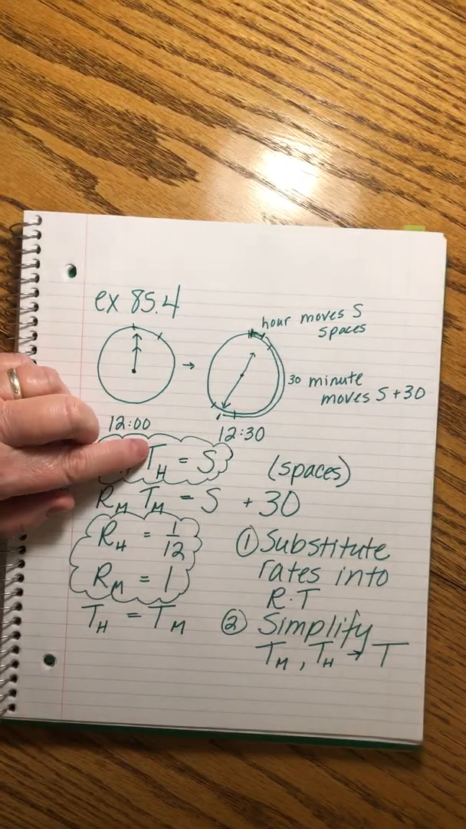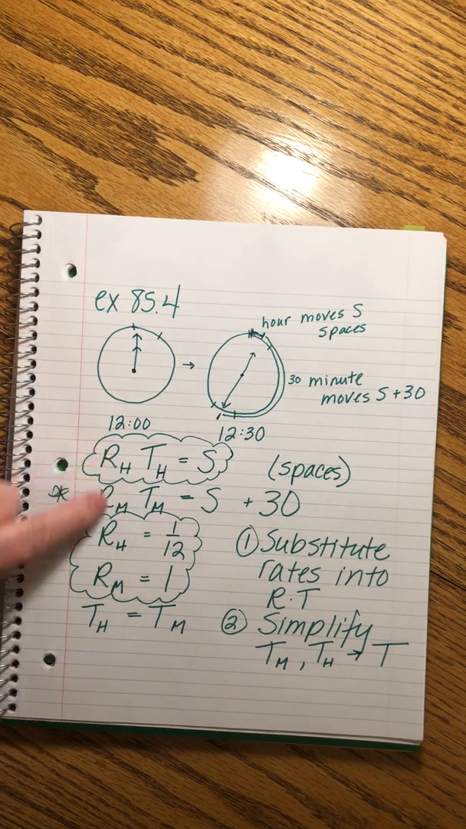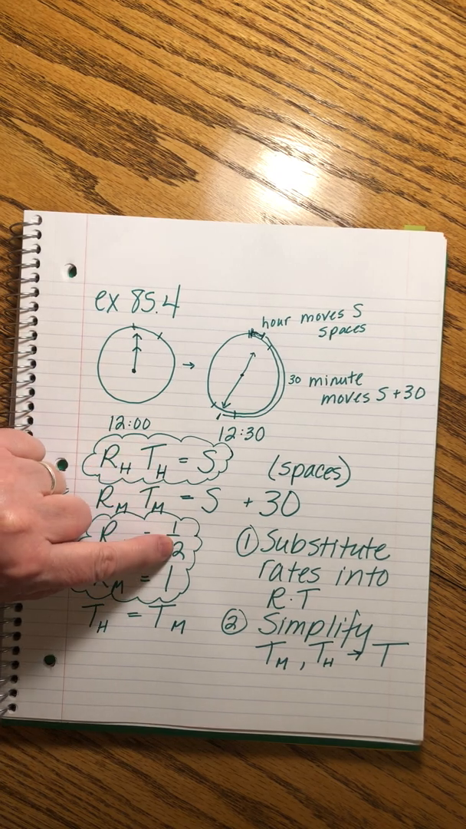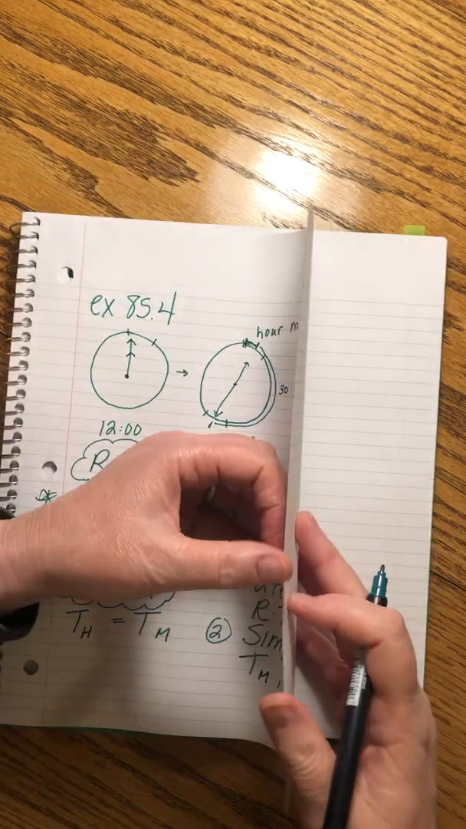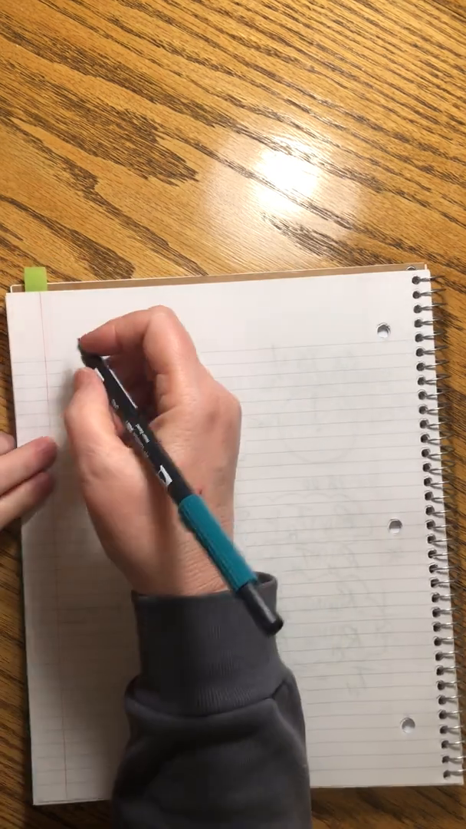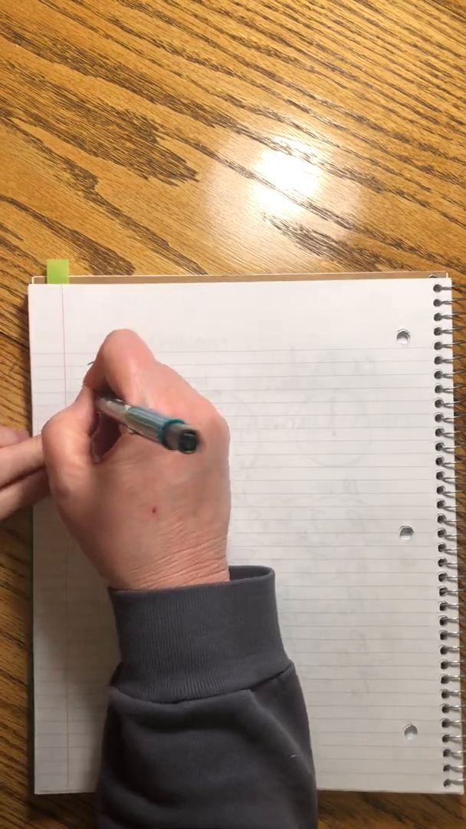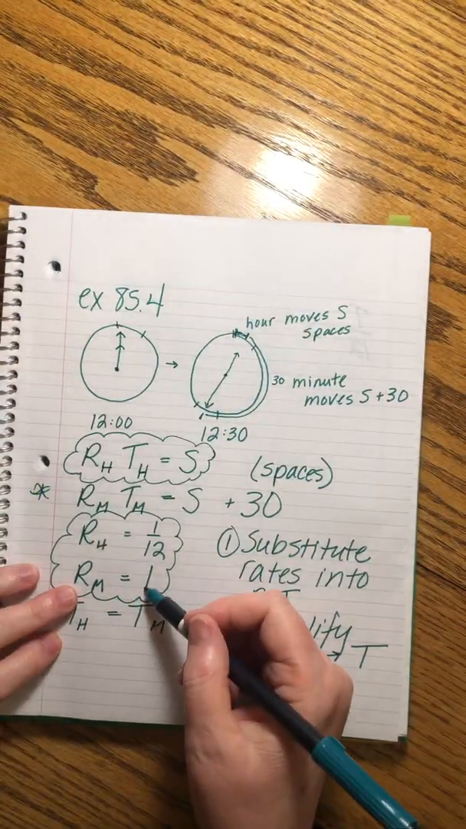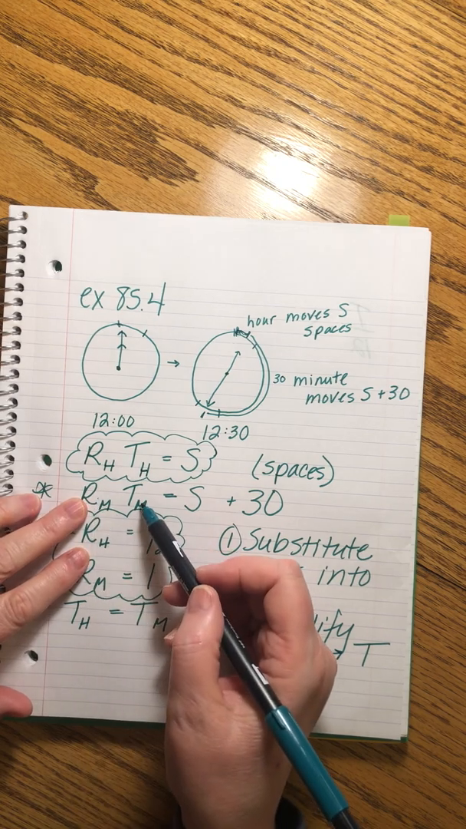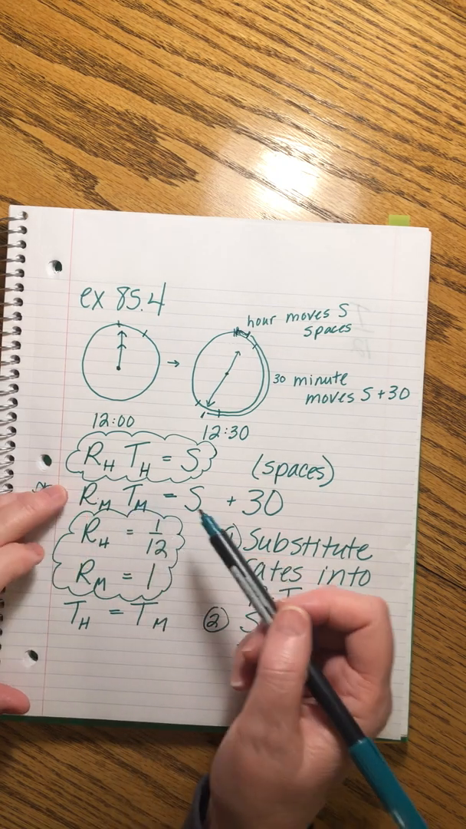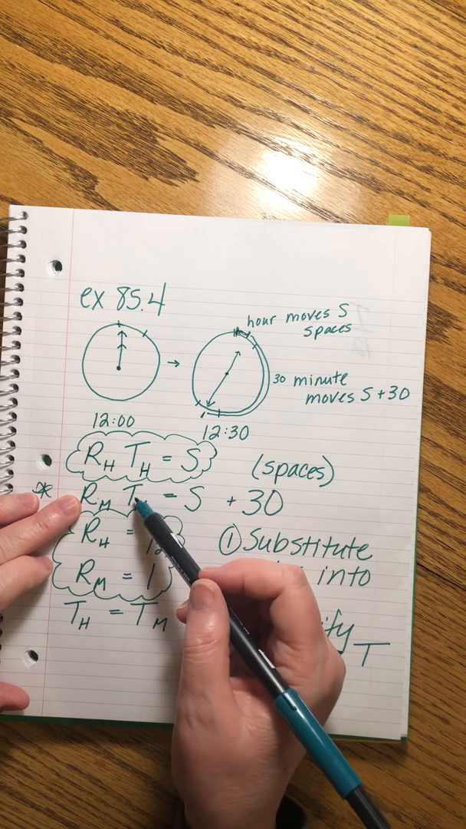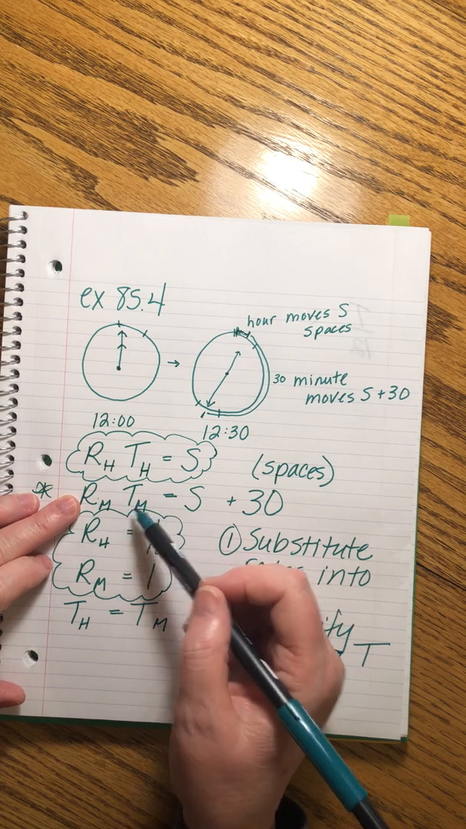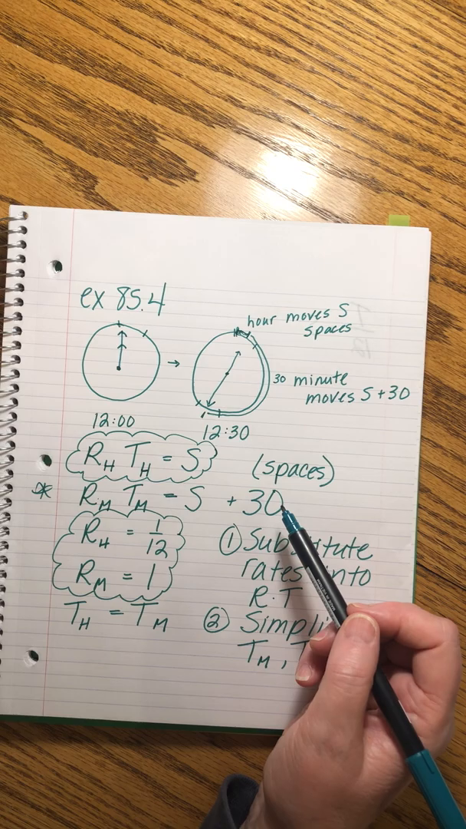So what we'll have is t, because I can drop the h, over 12, because this rate is 1/12. So this will become t over 12 equals s. T over 12 equals s. And then this other one, I'll put the rate of 1 into this, and we'll drop this, and we'll say 1t, or just t, equals s plus 30.